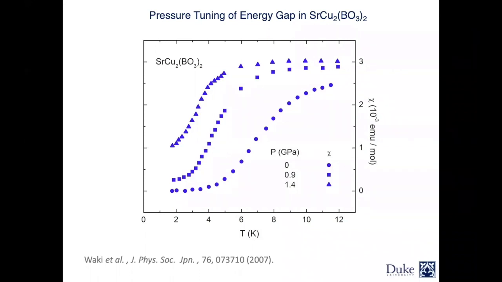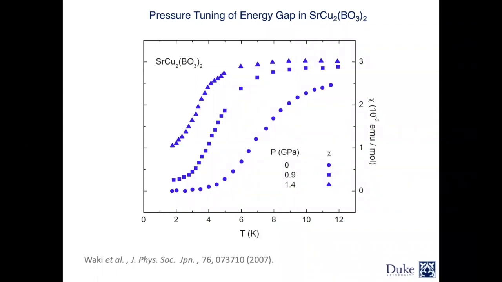As you start to warm it up, you get into this populated triplet paramagnet phase. But if you start to apply pressure, what happens is that even at very low temperatures you no longer have zero magnetic susceptibility. You start to see some finite value here at 0.9 GPa. If you go even higher, you can see that the gap starts to close down. At that time, most of the pressure cells could only get to 1.4 GPa.